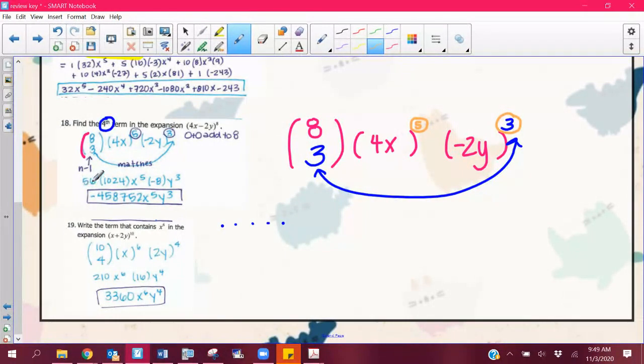So 8 choose 3 is 56. 4 to the 5th was 1024. x to the 5th was x to the 5th. Negative 2 to the 3 was negative 8. And then y cubed is y cubed. And then multiply these numbers together.